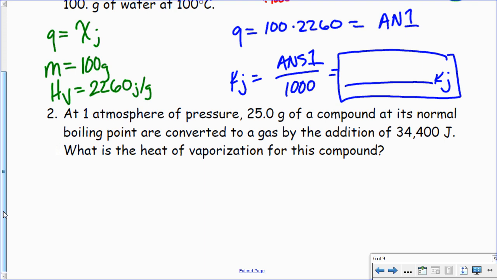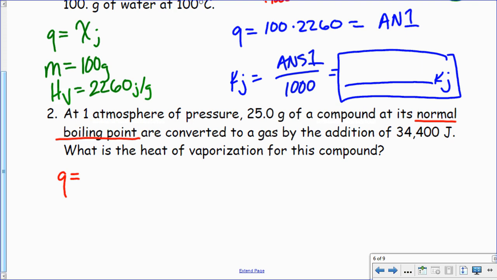For the second sample, we're going to find the heat of vaporization here. Now, this is talking about 25 grams of a compound, so it's not water that we're talking about here. You can't just go to Table B and write the number down. And there are some distractors in this problem as well. So we're still going to use Q equals M HV because we're talking about boiling points. And this is how it's going to go.